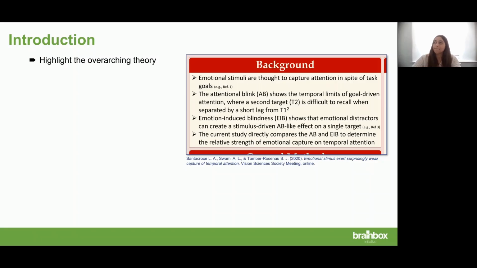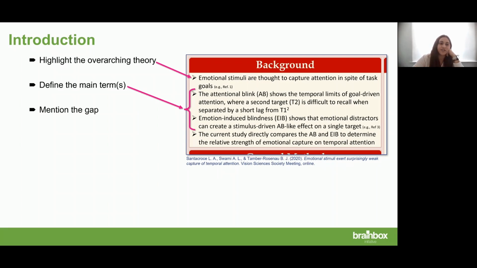So you first want to start by highlighting the overarching theory. For mine, it was that emotional stimuli are thought to capture attention in spite of your task goals. And then you want to define the main terms. My study looked at the attentional blink and the emotional attentional blink, so I went ahead and labeled them here. I defined what the attentional blink and the emotional attentional blink are after that.